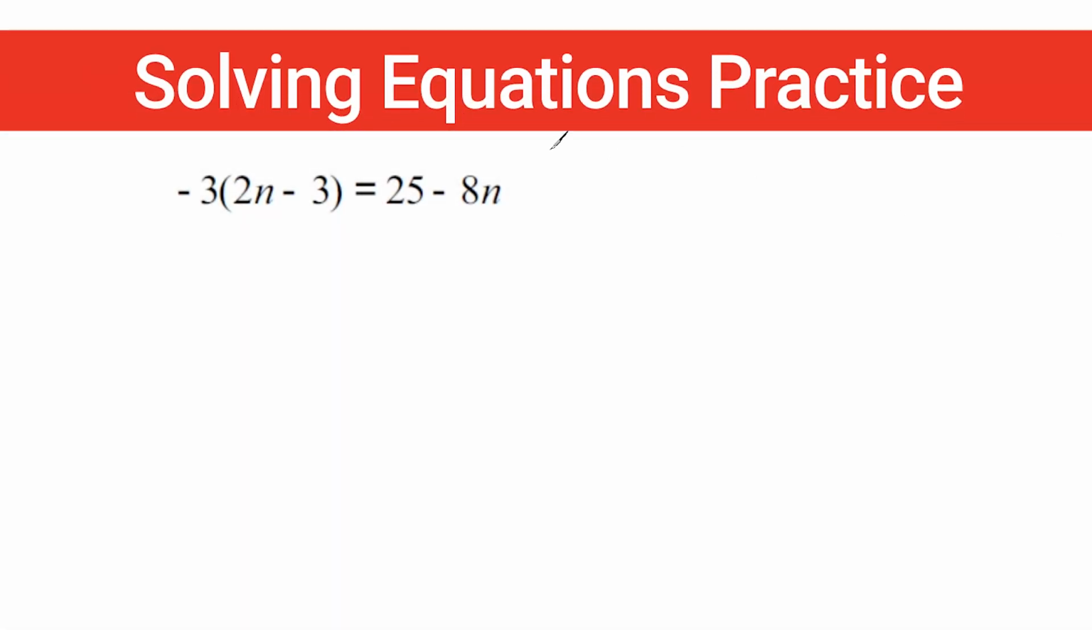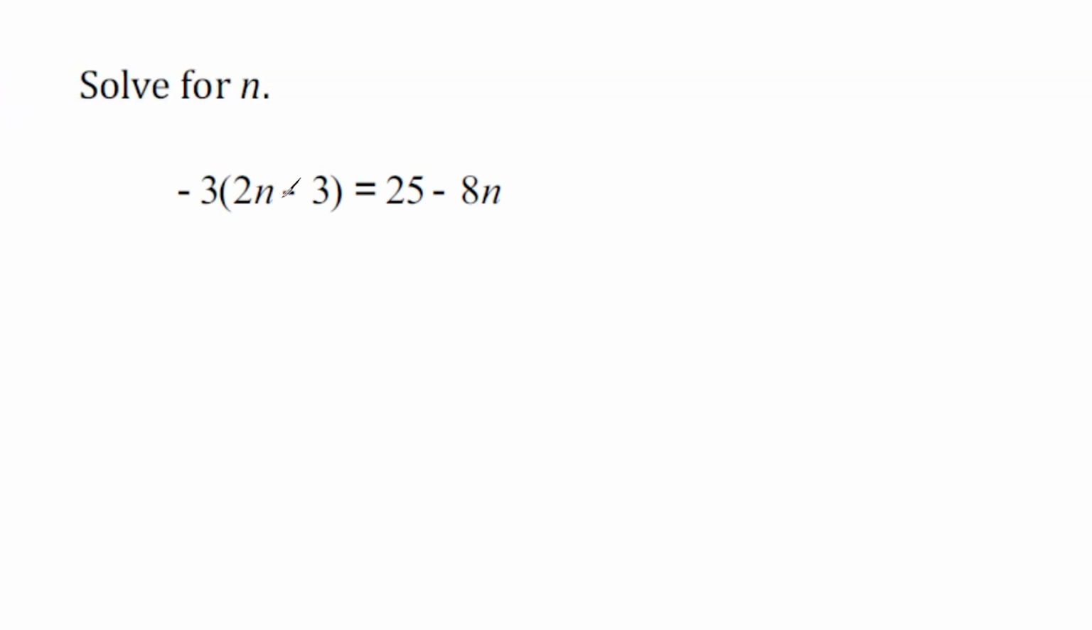Okay, now we have to figure out what the value of n is. So if we take a look at this equation, we can see that we have -3 being multiplied by whatever is inside the parentheses. So we're going to rewrite this equation by simplifying a bit using the distributive property.